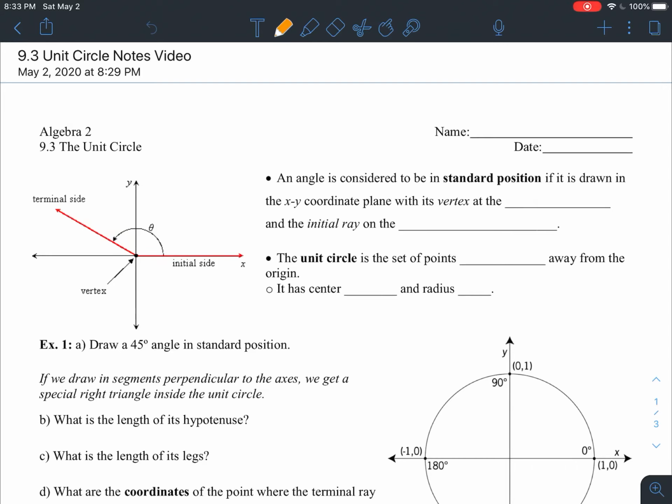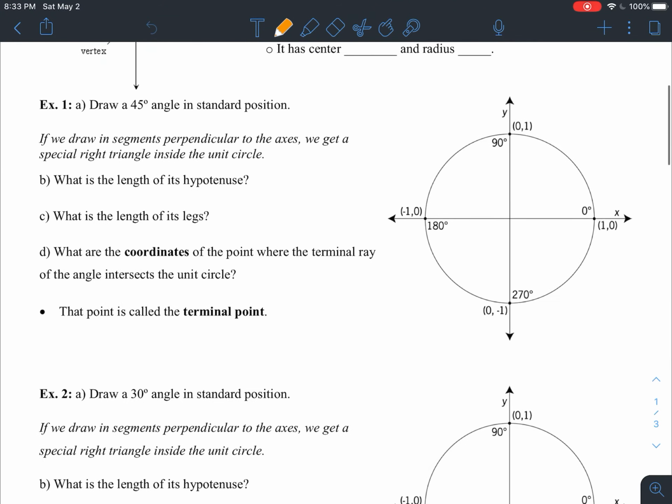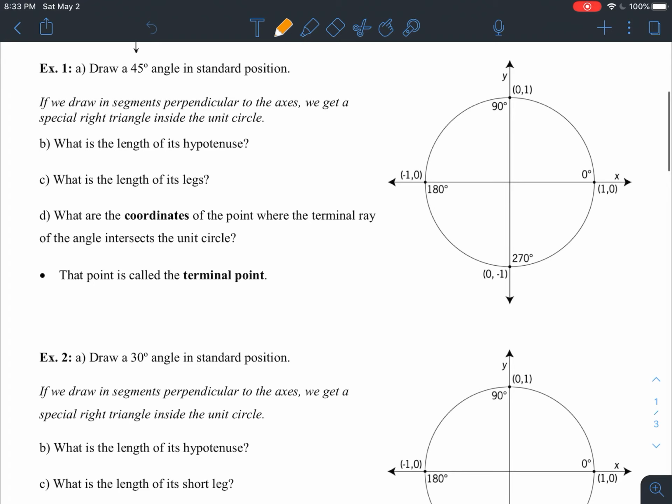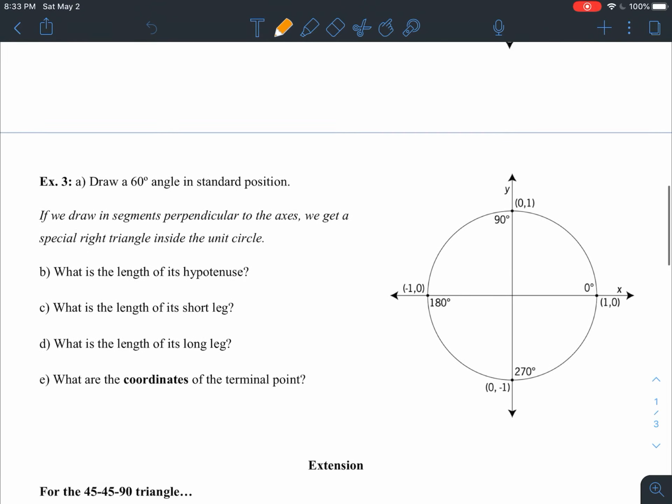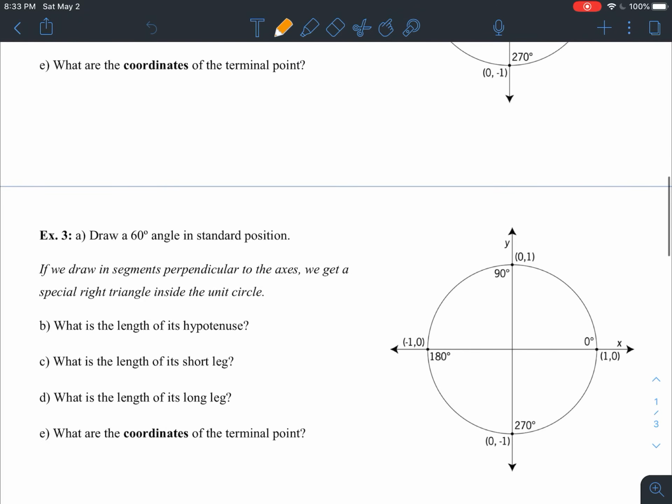Hey guys, today we're going to go through 9.3, which is the unit circle. I did want to split this up, just because it is another bigger set of notes, into two separate videos. So for this first video, I'm going to be introducing what the unit circle is, and then taking a look at the first three examples. So how the unit circle interacts with a 45-degree angle, 30 degrees, and then 60 degrees. And then that's going to be it for this video.